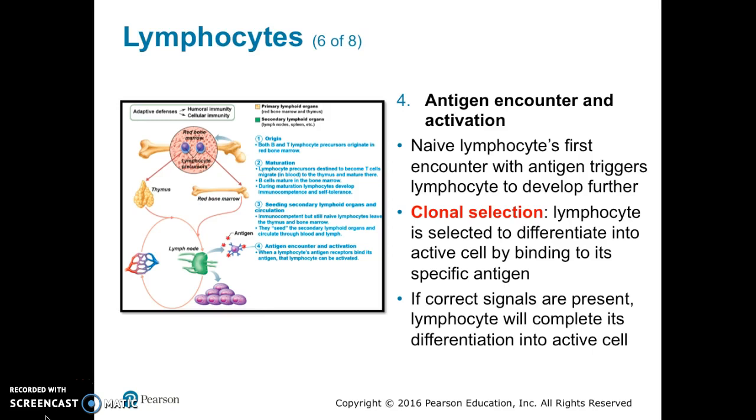When a lymphocyte's antigen receptor binds to an antigen, the lymphocyte develops further. Clonal selection is when the lymphocyte is selected to differentiate into an active cell by binding to its specific antigen. If the correct signals are present, the lymphocyte will complete its differentiation into an active cell.